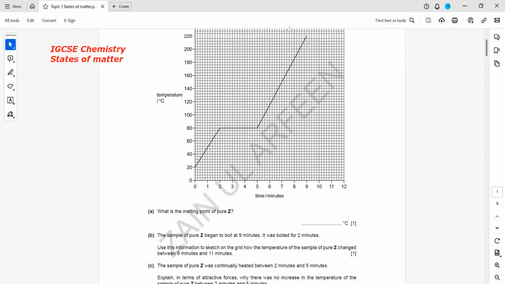You can annotate on the screen. So we have a solid, and here what will happen? A solid will turn into a liquid, and then we'll have a liquid. So the temperature at which a solid is turning into a liquid, that's the melting point. So that is 80 here.